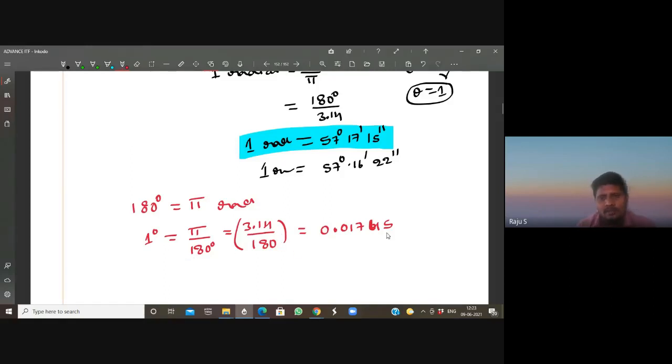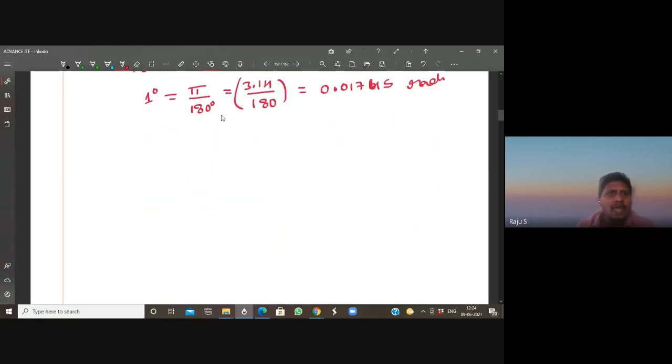So 1 degree is equal to 0.01745 radians. 1 radian is equal to this many degrees, and 1 degree is equal to this many radians. So as a JEE student, you should know everything. So 1 degree in radians value, 1 radian in degrees value. Okay, like that.